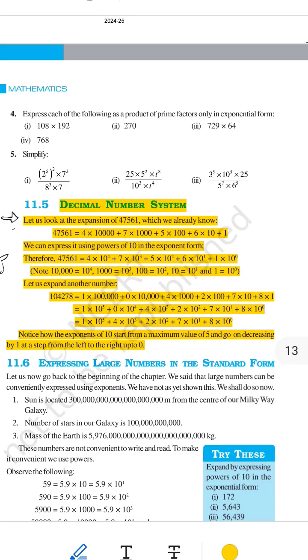Step 4. Try another. Let's expand 14,278. Let's first look at 14,278. Now break it into its place values. Digit, place name, value, place value.